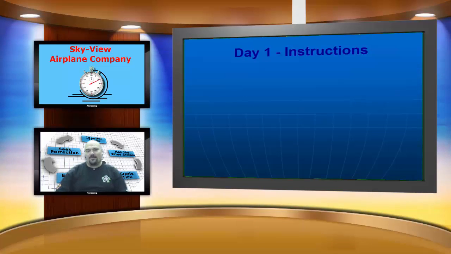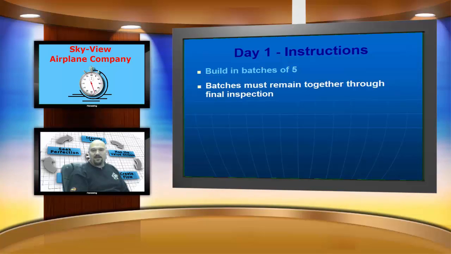Next, let's take a look at what's going to happen during day one. We build in batches of 5. The reason for this is because our computers determine the economic order quantity is 5. With that number, we hope our cost per unit is less. Batches must remain together through to final inspection.